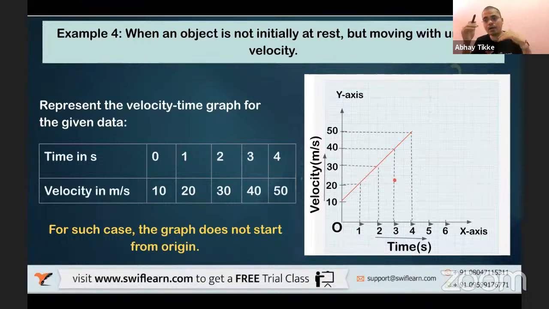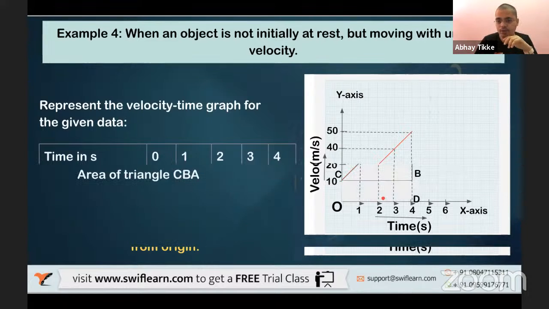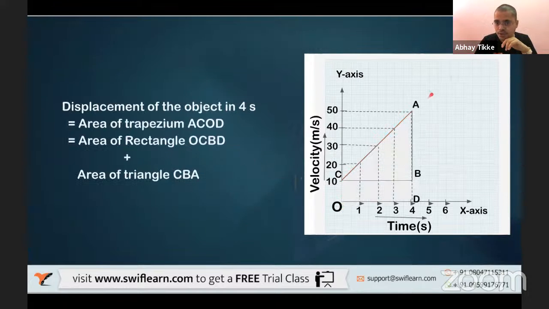The graph is done. Now we need the area, and after finding the area, what will we get? Displacement. When you calculate the area, this is the area of the trapezium OCABDO. Area of trapezium is basically the addition of the area of triangle plus the area of rectangle. Are you getting this? You asked the doubt, so I'm repeating for you. You can mention your name. So what will be the area of the trapezium?